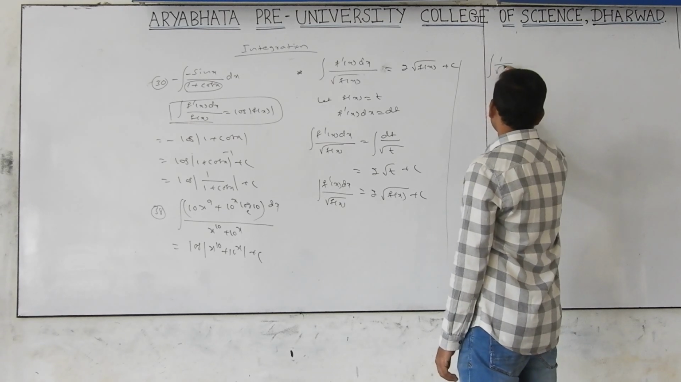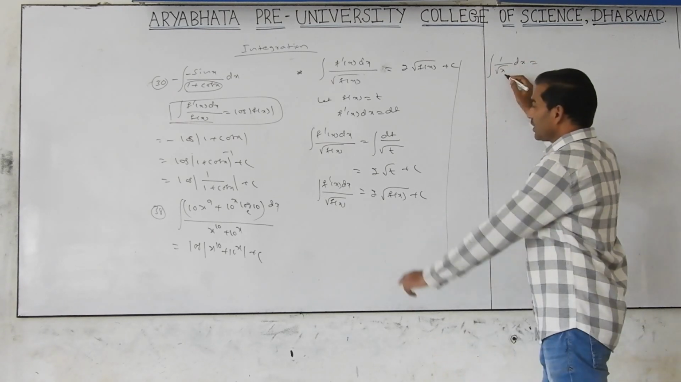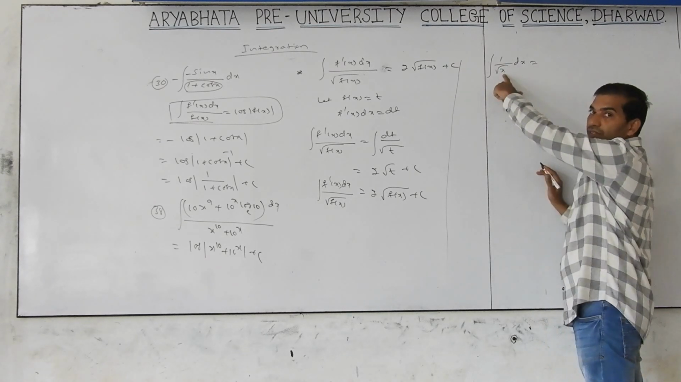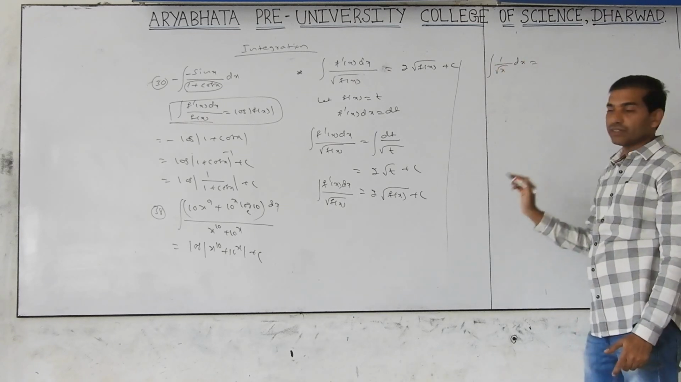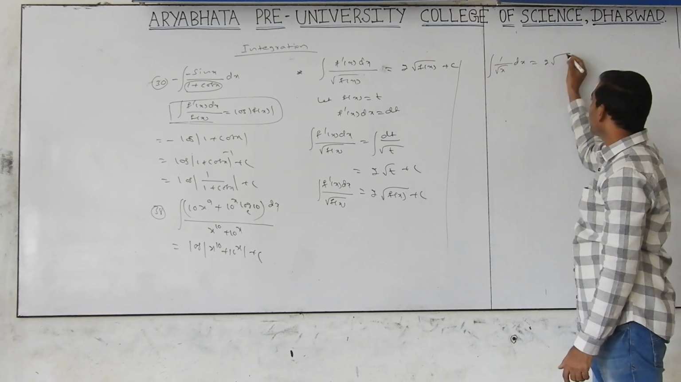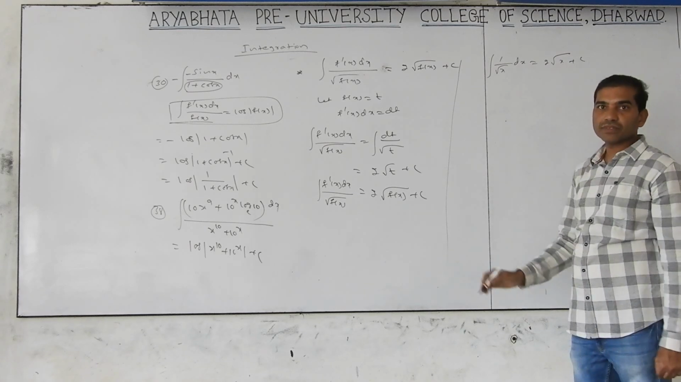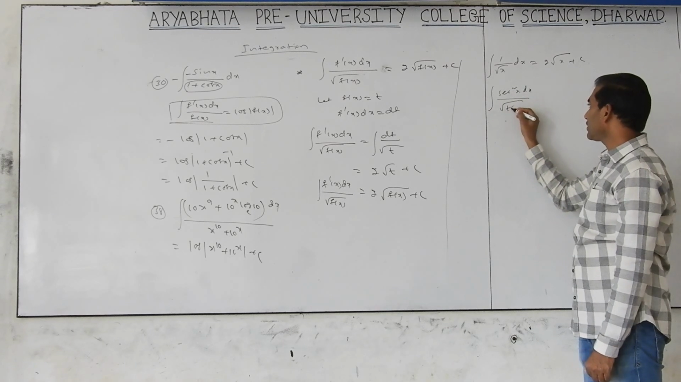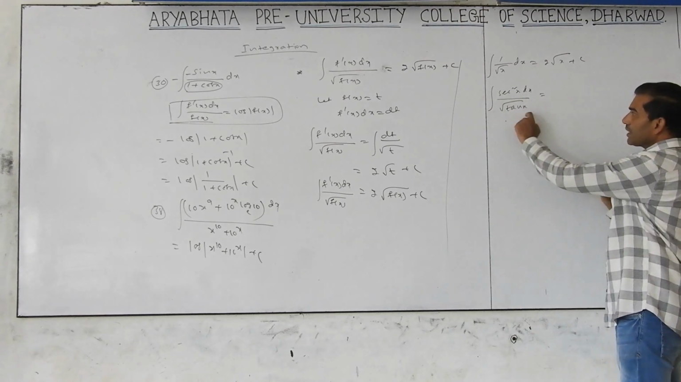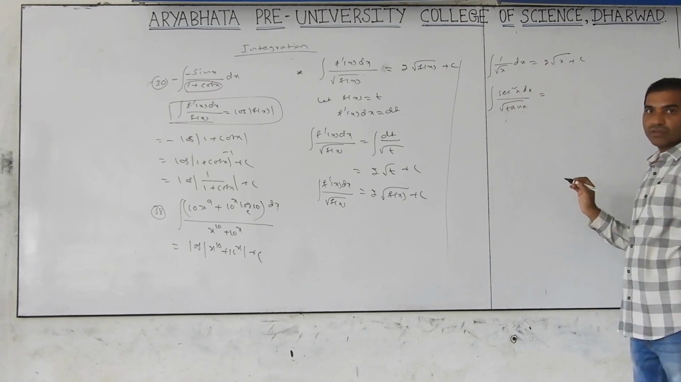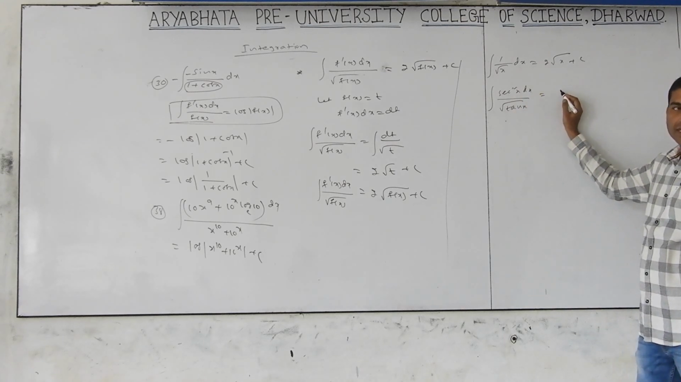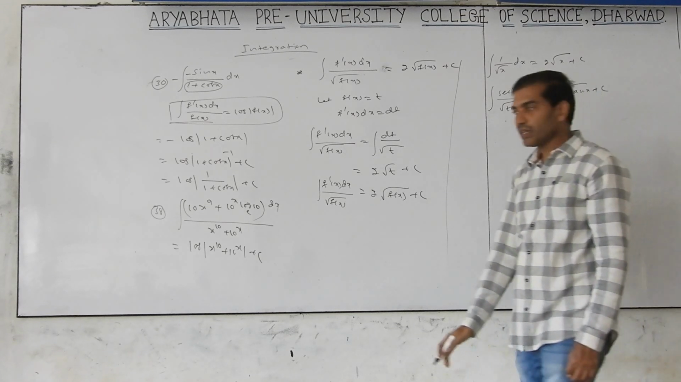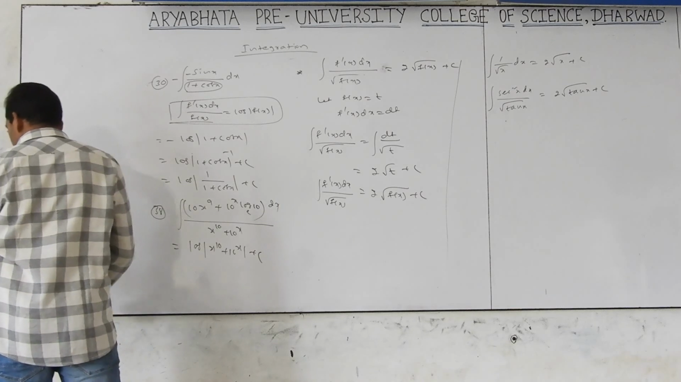Integration of 1 by root x dx. Is it the standard formula? Root x, where f of x is x and its differentiation is 1. Then the answer is 2 root f of x, that is 2 root x, plus c. Integration of secant square x dx by root tan x. The derivative of the inside function tan x is there. So the integration is 2 root f of x, 2 root of tan x plus c. Okay. Let's practice exercise 1.2 problems.